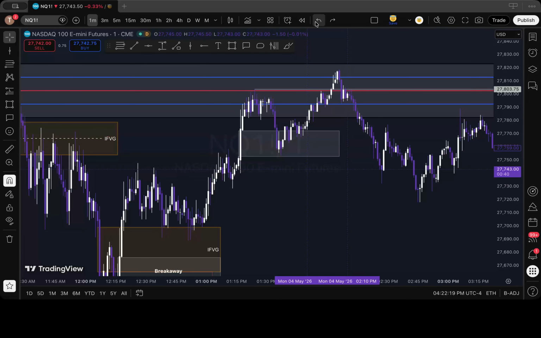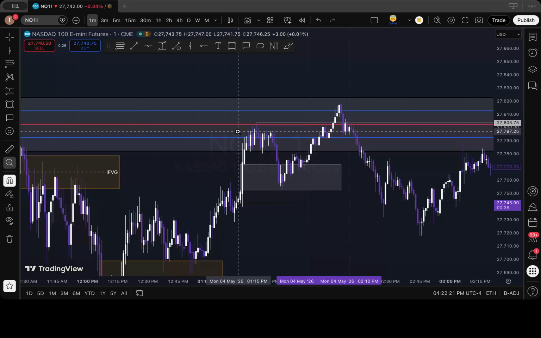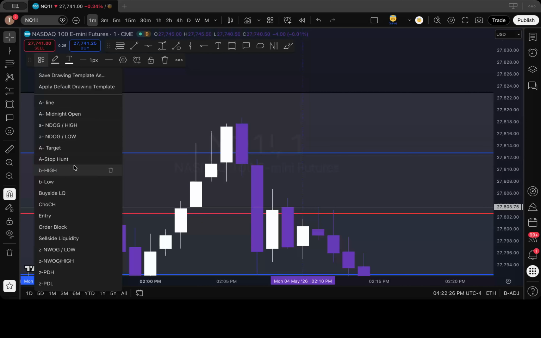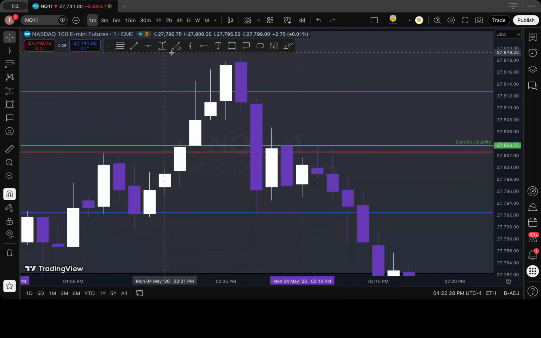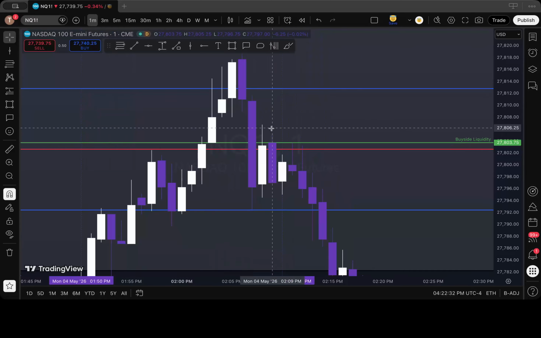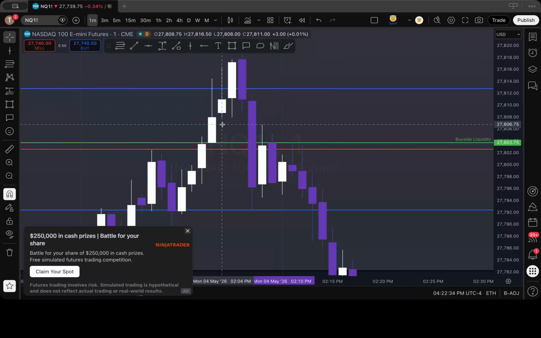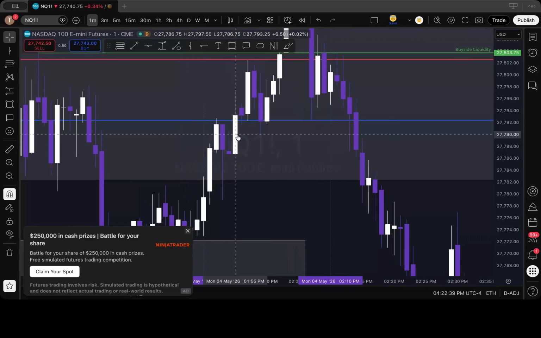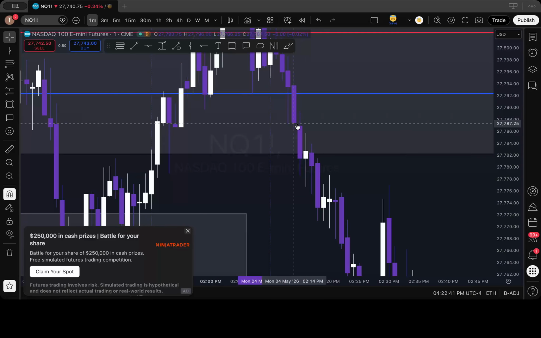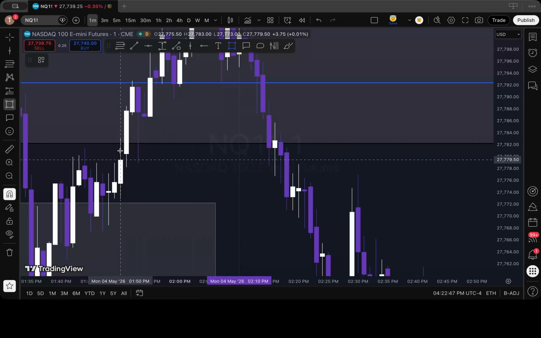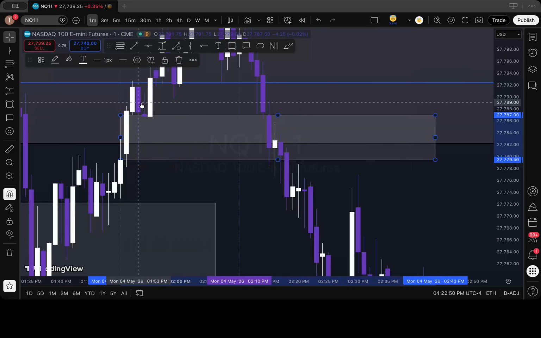You can see it. This is the buy side liquidity. Fair value gap inversion. Volume imbalance with this inversion. This could have been your entry right here.